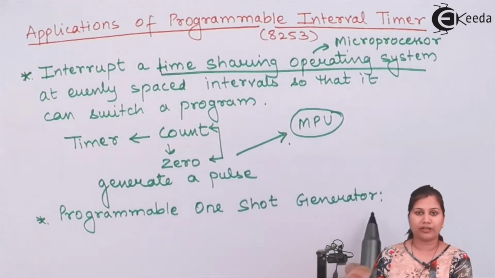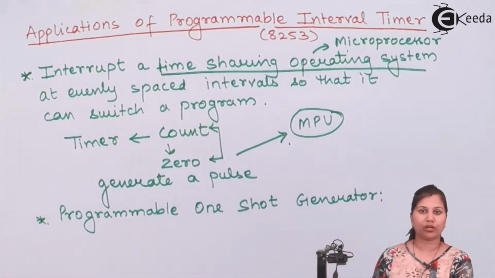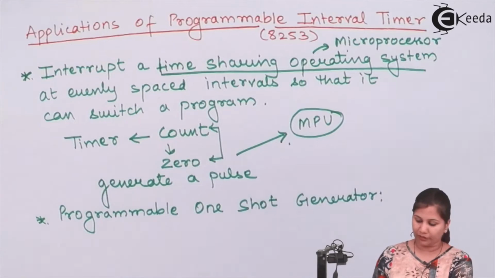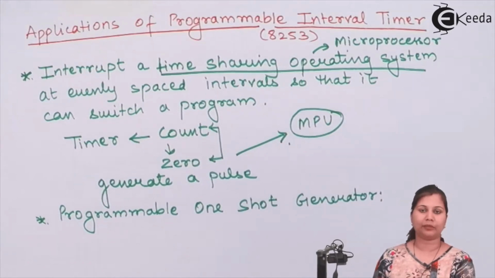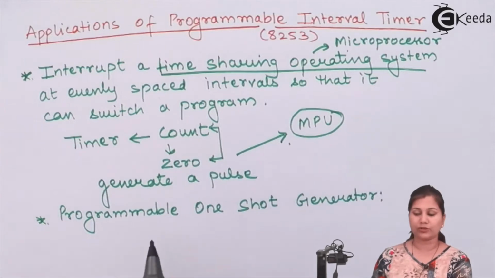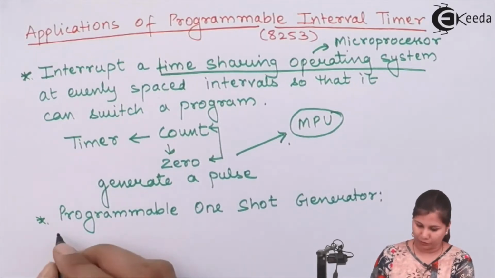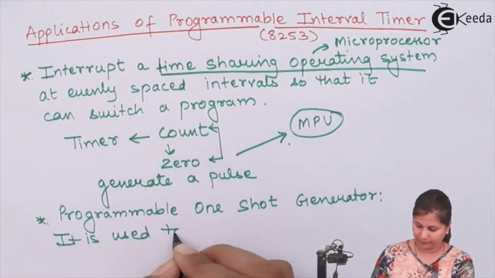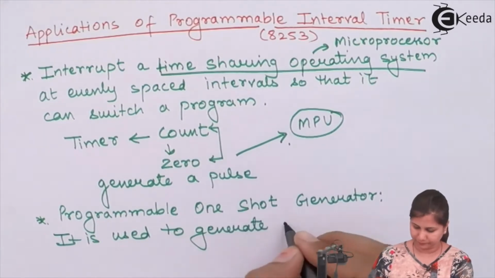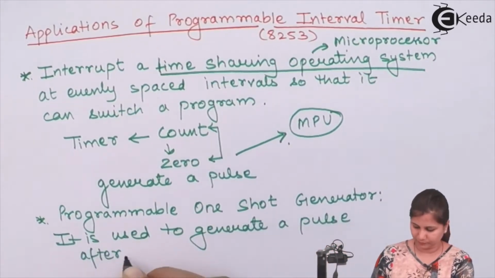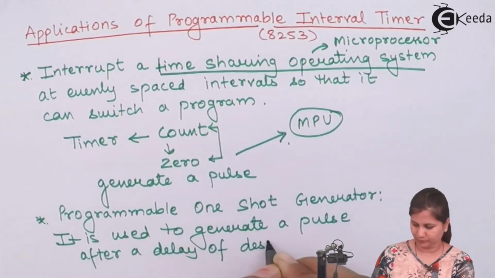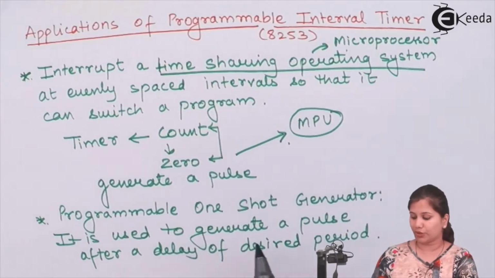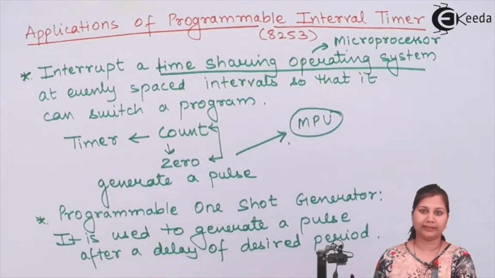What this one-shot generator means is that it is going to generate a pulse every time this count has become 0. So whenever we want to have a pulse in any circuitry, then we can use this timer IC. So we write that it is used to generate a pulse after a delay of desired period.